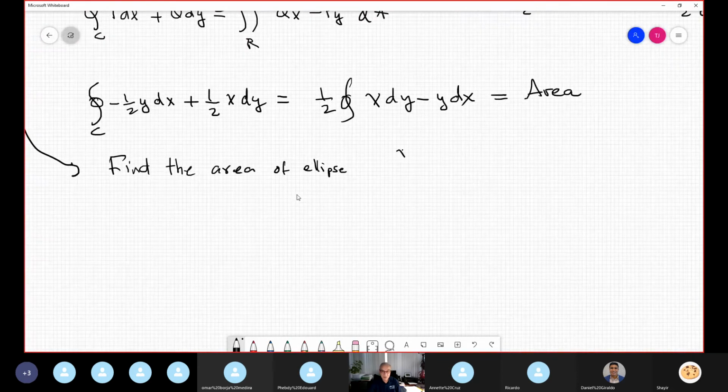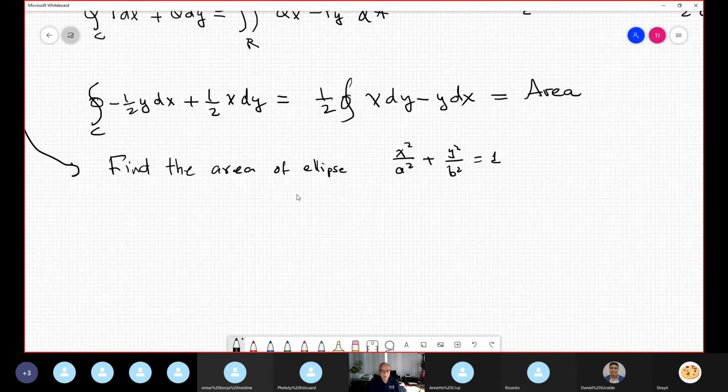Ellipse like that: x squared over a squared plus y squared over b squared equals 1. There are many ways to do this, many ways. But okay, let's do it with the new formula. We have in our hand this formula, no?